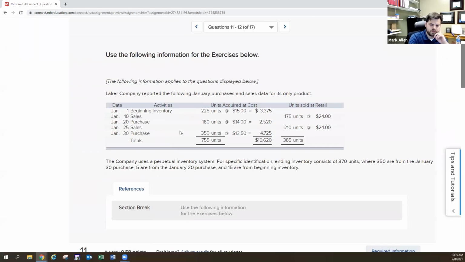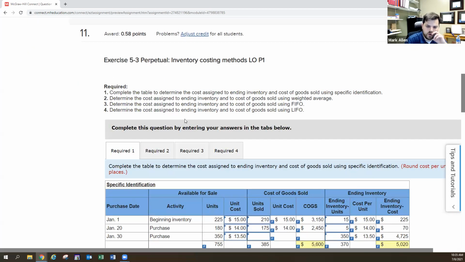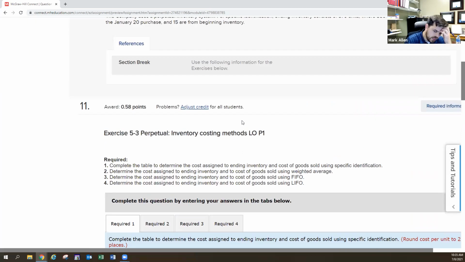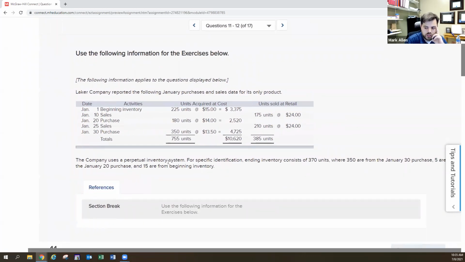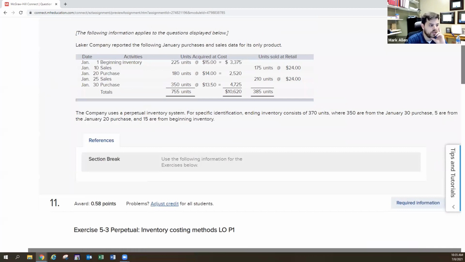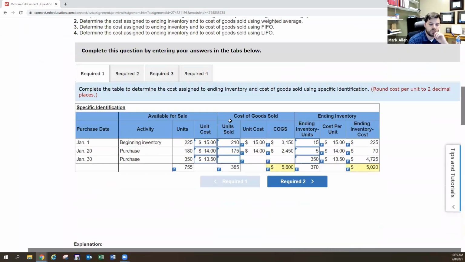Number 11. So here we see that we have some more perpetual costing stuff. In this case, this will be exactly like the other questions that we worked up until this point. The only difference, and it jumps out at you, is we actually have multiple sales. So I'm not just having one sale, I'm having several sales. And so we'll have to see how that works. But once again, I'm going to go through this kind of quickly. This video is starting to get pretty long. I don't want it to take up too much of your time.